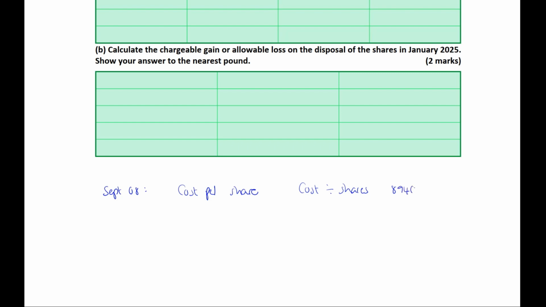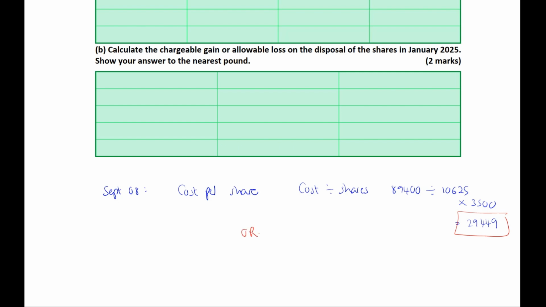So 89,400 divided by 10,625 shares would give me the cost of one share. I then take the answer to that and multiply by the number of shares that have actually been disposed of, which is 3,500 of them. So find the cost of one share, but I'm going to leave it in the calculator because it's some big or long number, multiplied by 3,500. To get the cost of the shares disposed of.